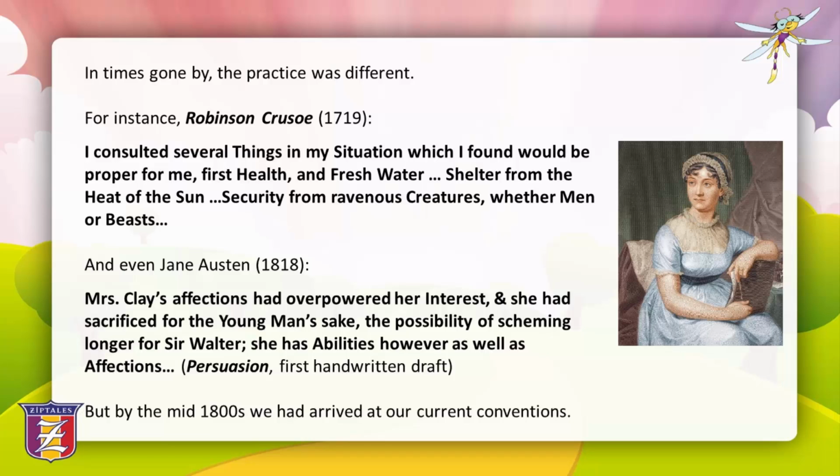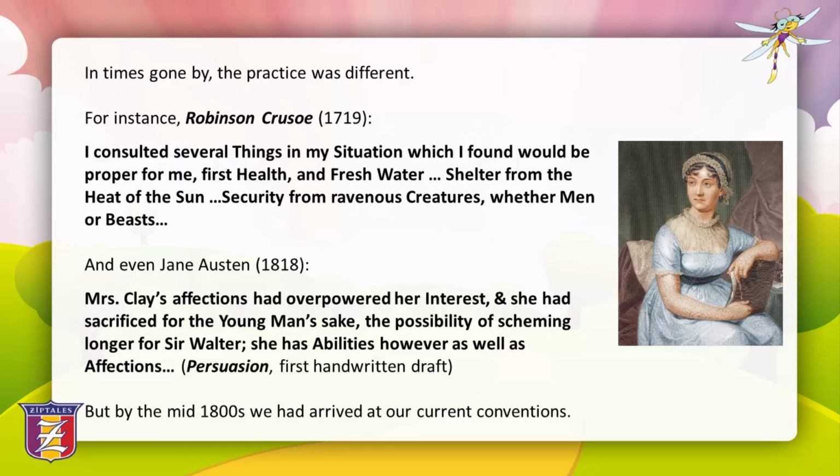It's interesting to note that in times gone by the practice was different. For instance, here is Robinson Crusoe in the first printed edition. I consulted several things in my situation which I found would be proper for me: first, health and fresh water, shelter from the heat of the sun, security from ravenous creatures, whether men or beasts.